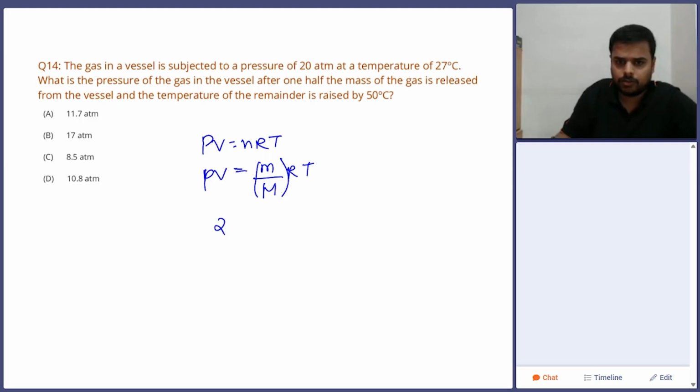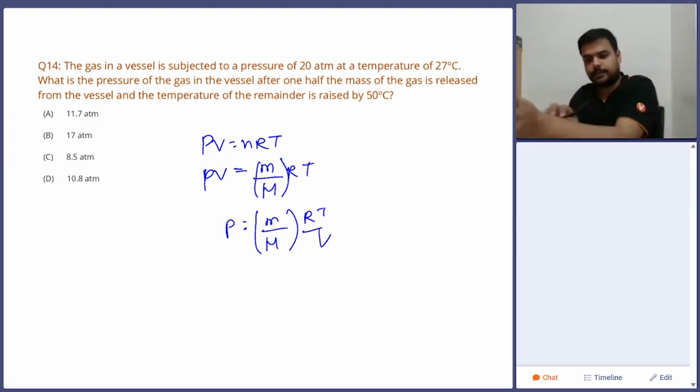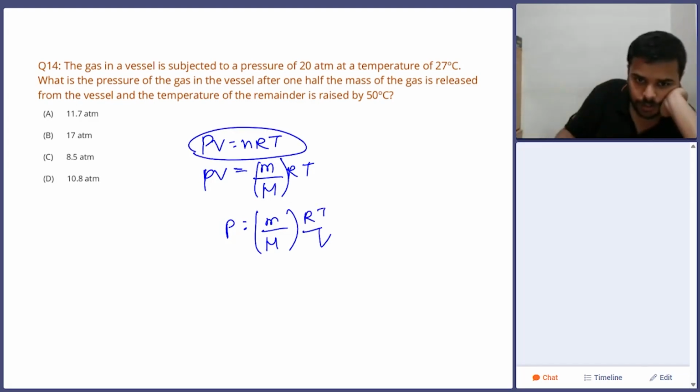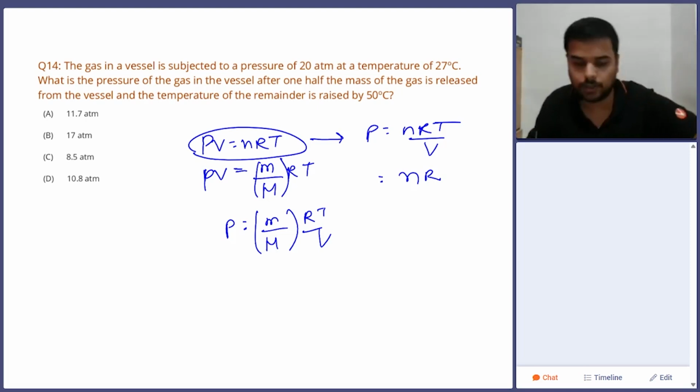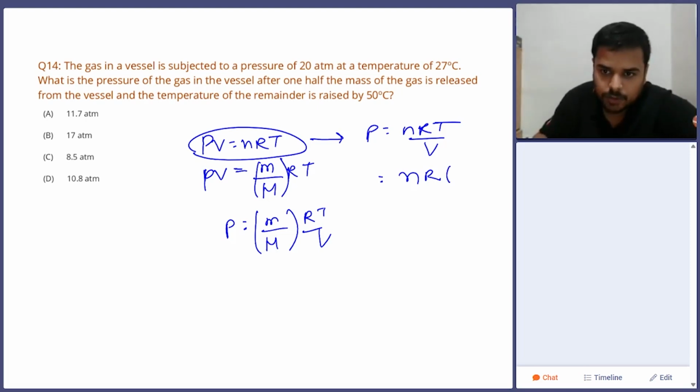So if we write the pressure equation here, pressure will be mass upon molar mass RT by V. Or you can even solve by this equation also, P is equal to nRT by V. Both you can use, both are same. R is the universal gas constant, it will not change in any case. Temperature was 300 Kelvin and volume was V and pressure was initially 20.